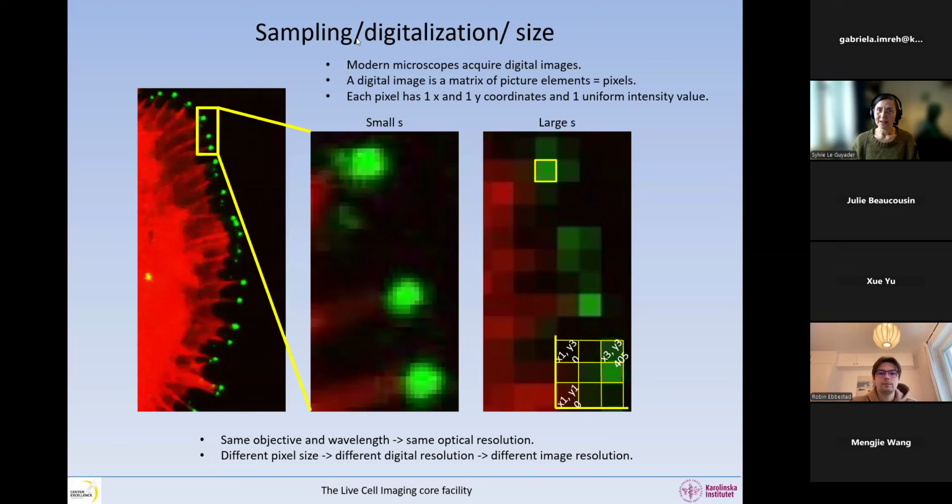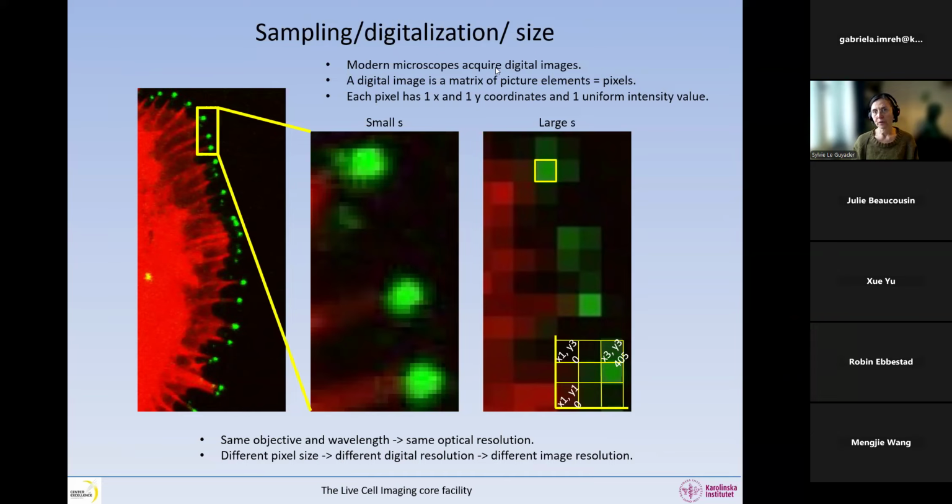So sampling, or digitalization, or pixel size. And I'm sorry, but somehow I have managed to delete most of the word pixel in my lecture, the whole lecture. I spent quite a lot of time trying to figure out where it is, and now this one is missing. It should be pixel size. So sampling, digitalization, and pixel size.